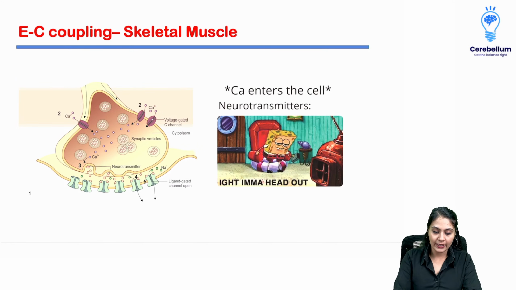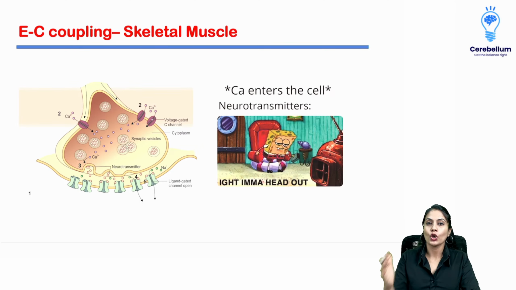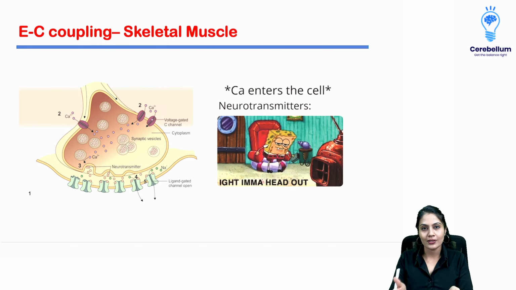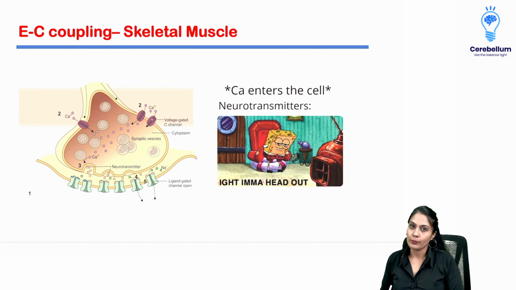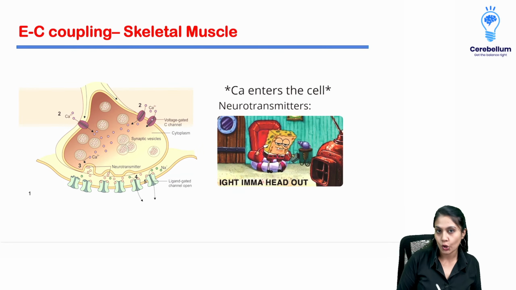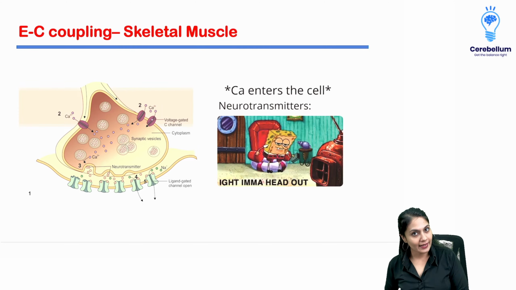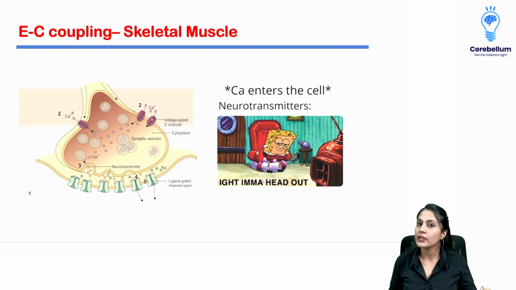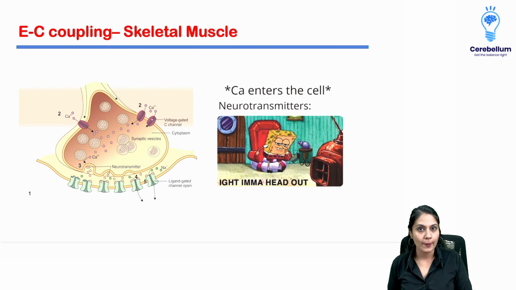What is EC coupling? Excitation contraction coupling. Excitation is an electrical phenomenon. You cannot see the excitation of the nerve or the muscle because it's an electrical phenomenon, right? Electrical phenomena are depolarization and repolarization, which will be followed by the mechanical phenomena, that is the contraction and relaxation. So don't get confused between the electrical phenomena and mechanical phenomena.